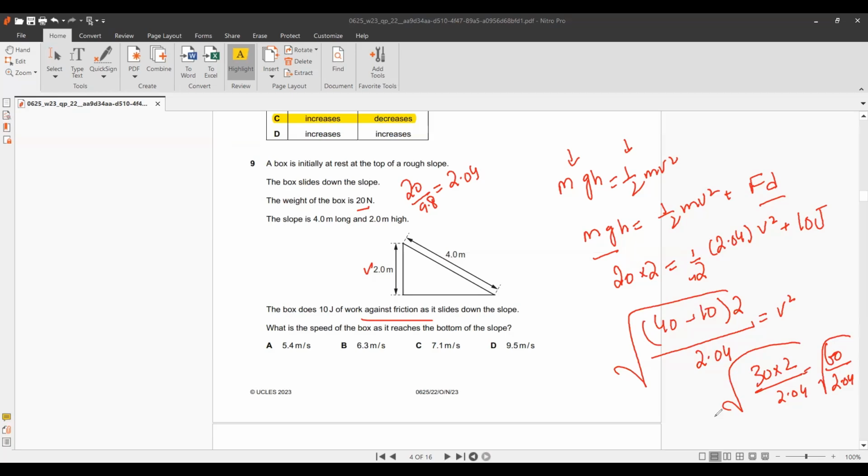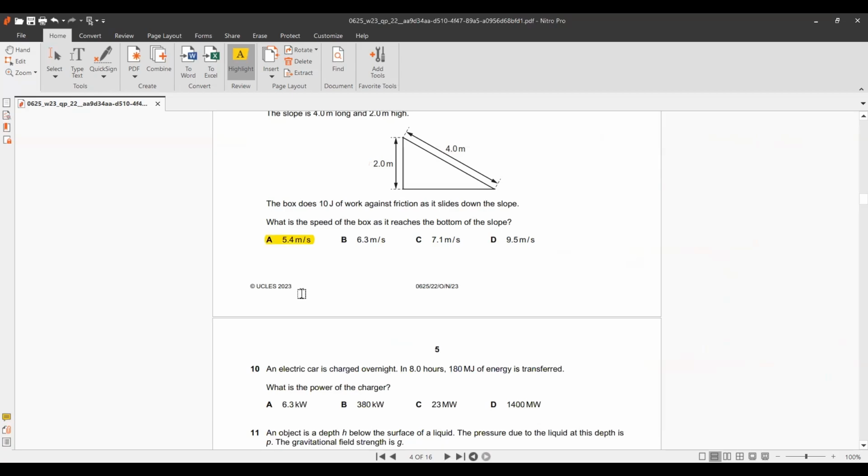Can you go through the rearranging of the formula again? Using the BODMAS rule, first we subtract the 10, then multiply by 2, and then divide by 2.04. Okay. Making v the subject, the maths rule we used to apply. So we have this option.